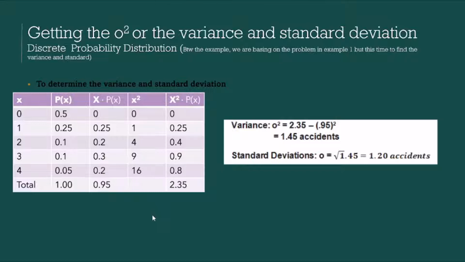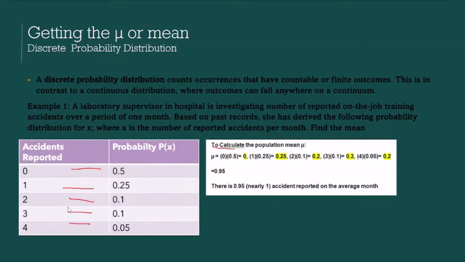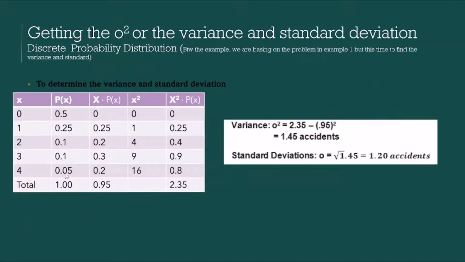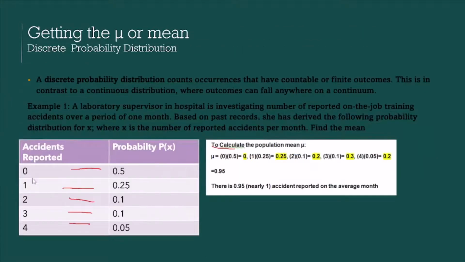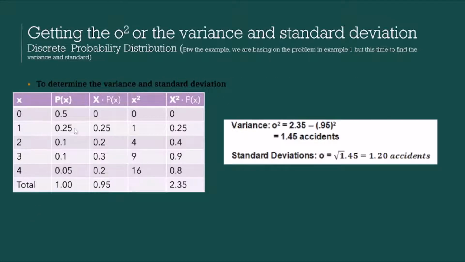Now, this example is based on the problem in Example 1, but this time we're trying to find the variance and the standard deviation. To determine the variance and the standard deviation, here is the formula. Now, as you remember, in the other table, our x is 0, 1, 2, 3, 4. Same here, 0, 1, 2, 3, 4.